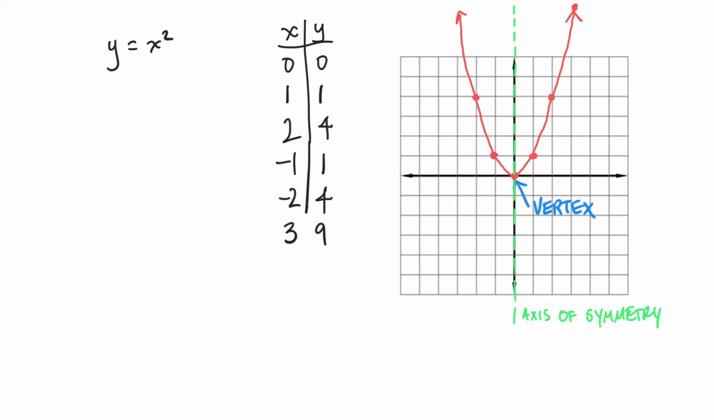So those are two things that we need to be familiar with. Vertex, axis of symmetry. I almost forgot to label the parabola. This is the parabola right here. So the actual graph, the shape of that, is called a parabola.